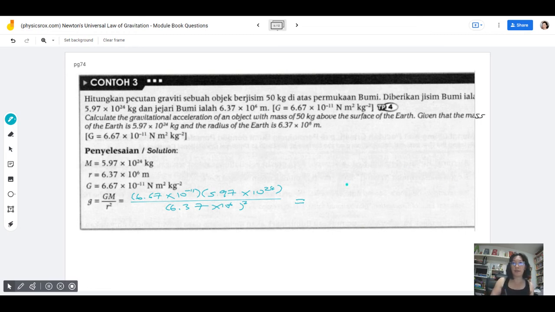And this will give us 9.81. Because this is acceleration, the unit is meters per second squared.